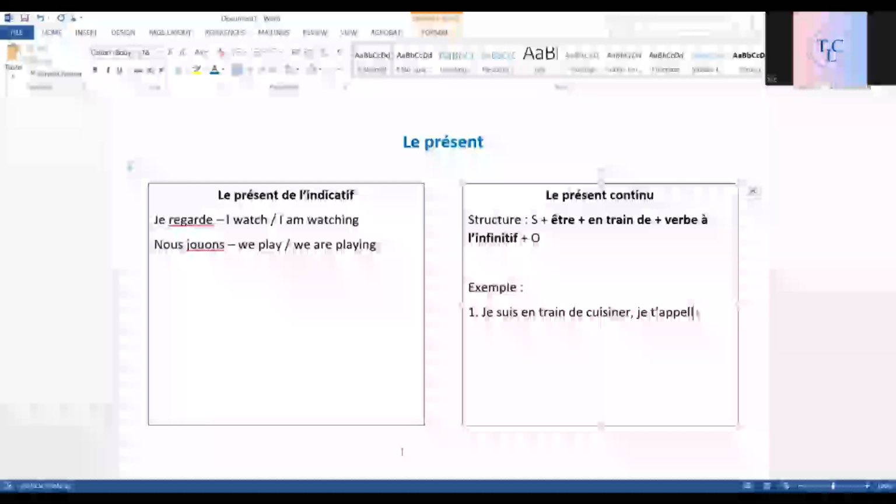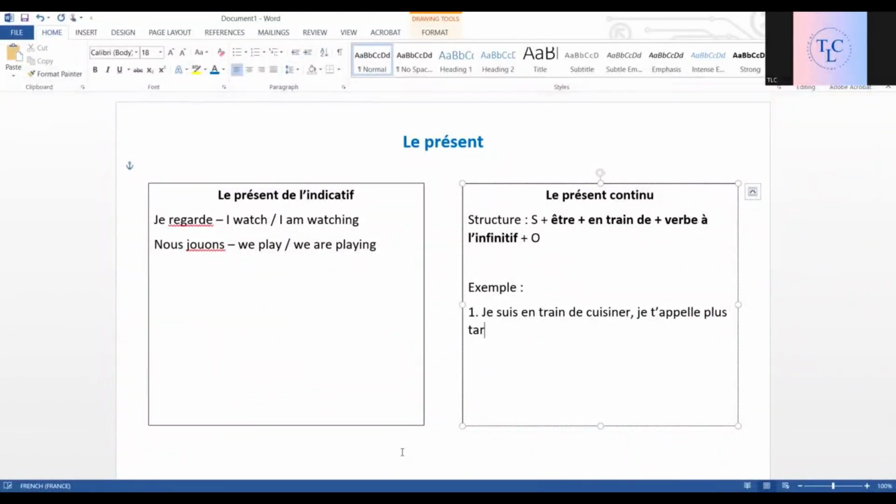Je t'appelle plus tard. Okay, I want to tell this that I am cooking right now. So I'll call you later. Okay, so that action is ongoing. So I will not be able to do the other action. That's what I want to insist on. Okay, that's why we need je suis en train de cuisiner.